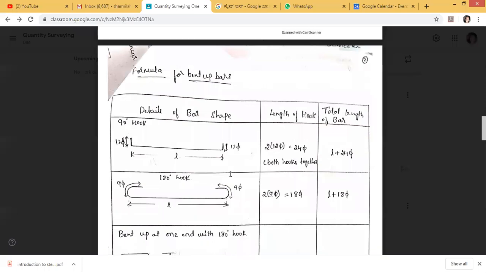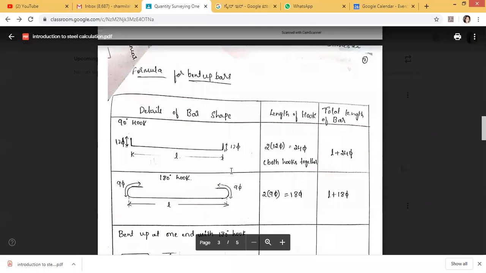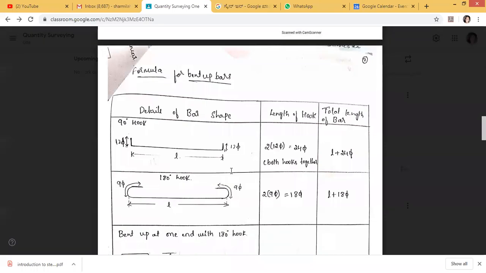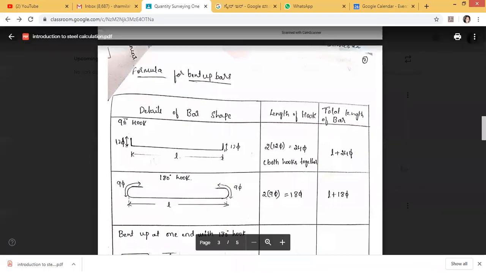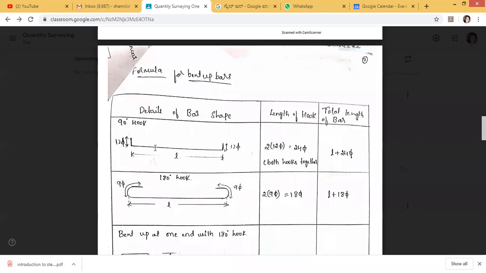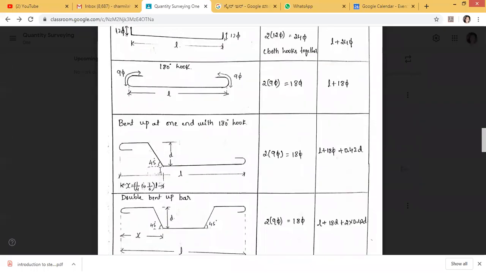So we have different shapes in the length of the bar. One is a straight bar. You might have heard about the straight bar, bent up bar, and then stirrups. Also, if you observe at the end of the bar, some hook is given for binding purpose. That hook may be a 90-degree hook, which is perpendicular to the main bar, and it may be a 180-degree hook like this, or it may be a bent up bar in combination with the 180-degree hook. This is a single bent up bar, and we have a double bent up bar here with 180-degree hook.